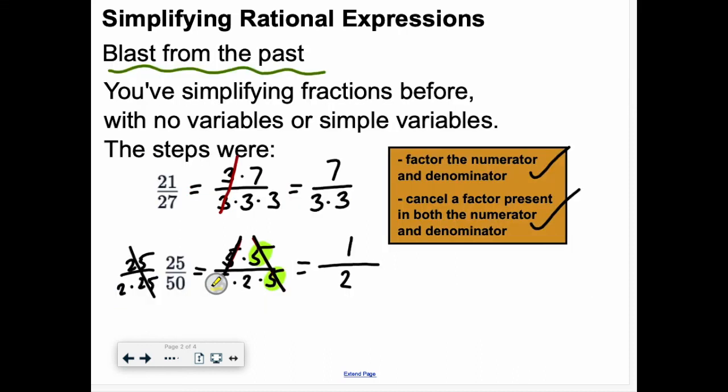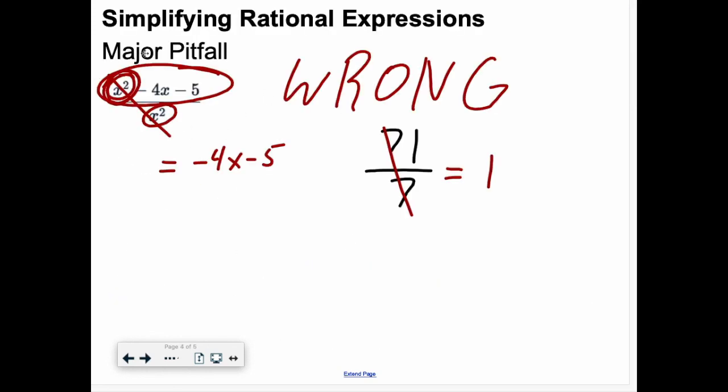And in fact, you have been doing it for some time. These were multiplied. These were multiplied. These were multiplied. These were multiplied. Because they're being multiplied, you can cancel them. But because these are not being multiplied, you cannot cancel them.